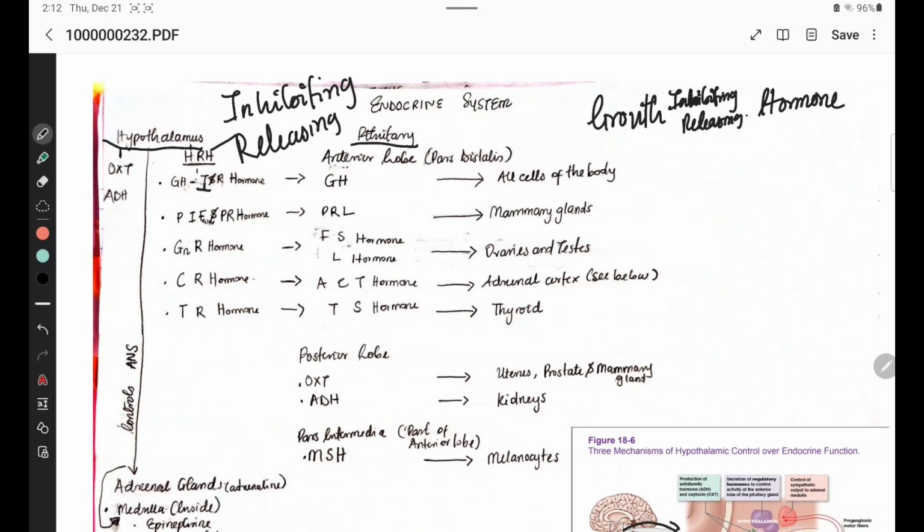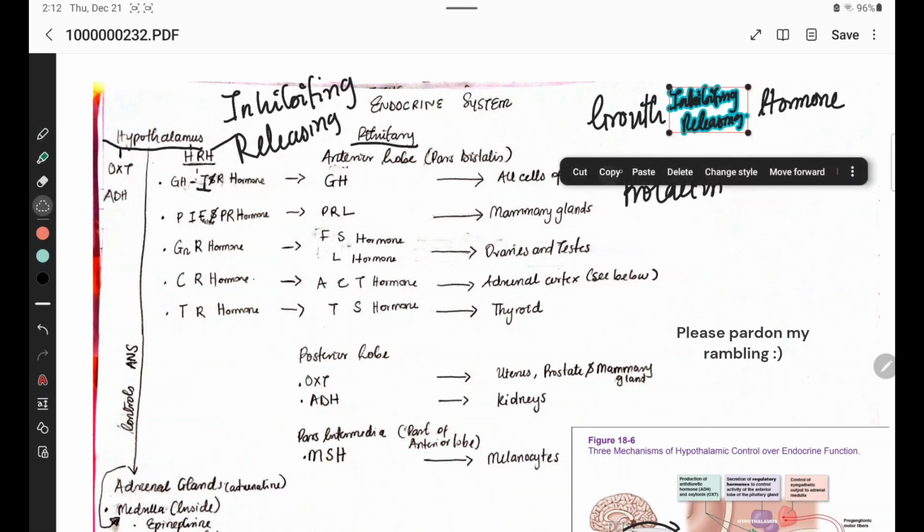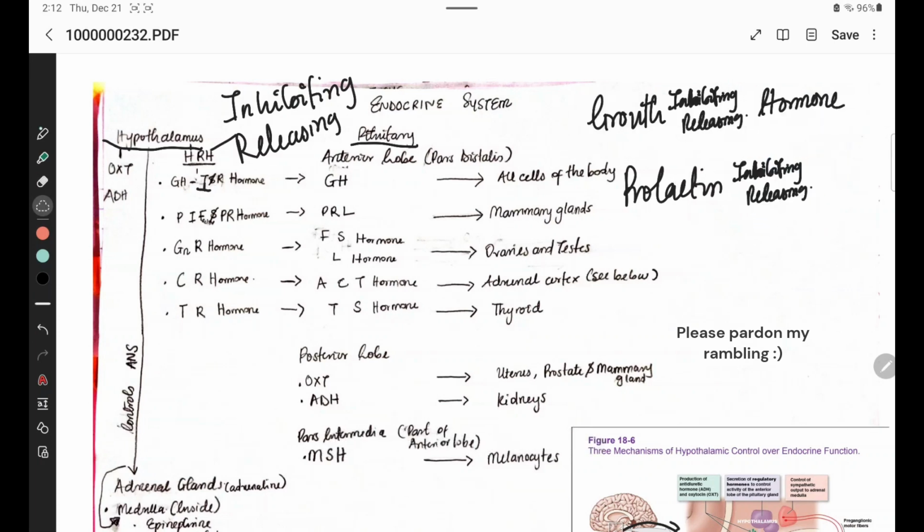Another hormone, aside from oxytocin and ADH, that the hypothalamus releases is prolactin. Let me just copy this because I'm too lazy. Prolactin inhibiting or releasing. For inhibiting, we have the inhibiting factor, the prolactin inhibiting factor, and then for releasing, we have the prolactin releasing hormone. It's nice to remember: IF is inhibiting factor and RH is releasing hormone. So prolactin inhibiting factor and prolactin releasing hormone.